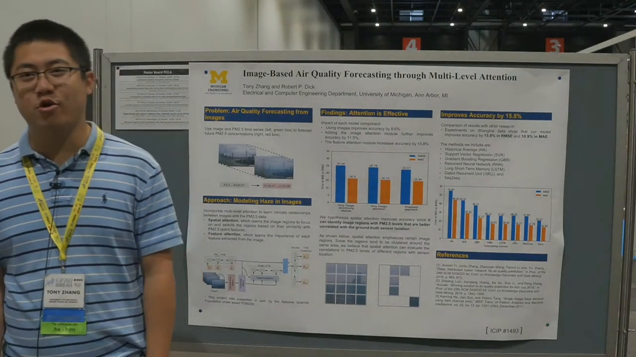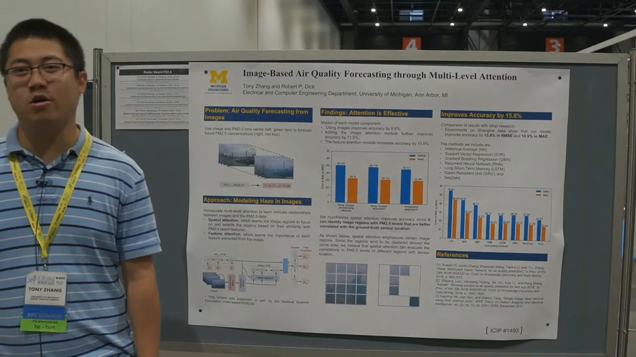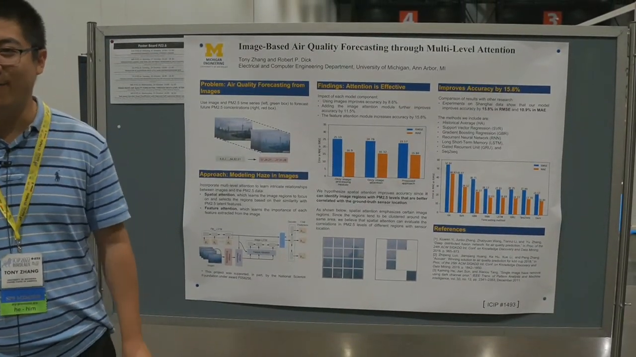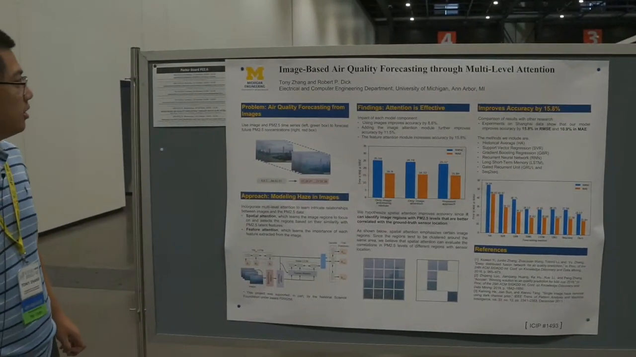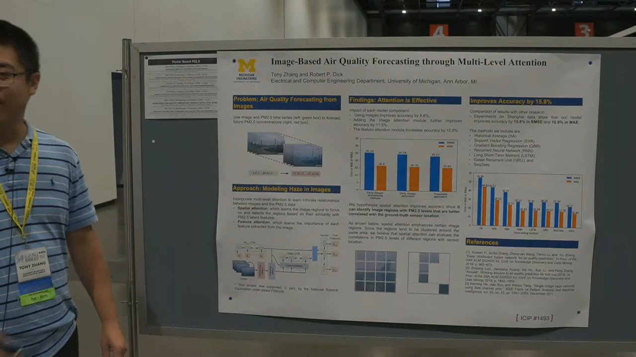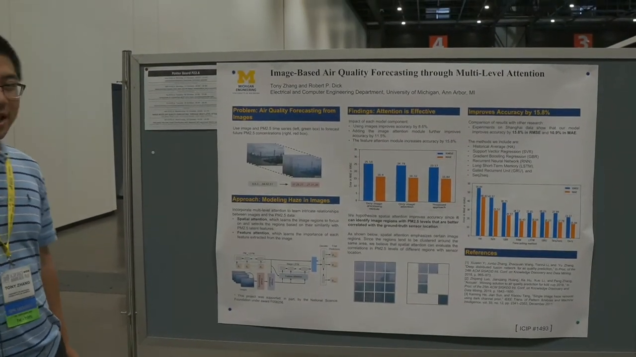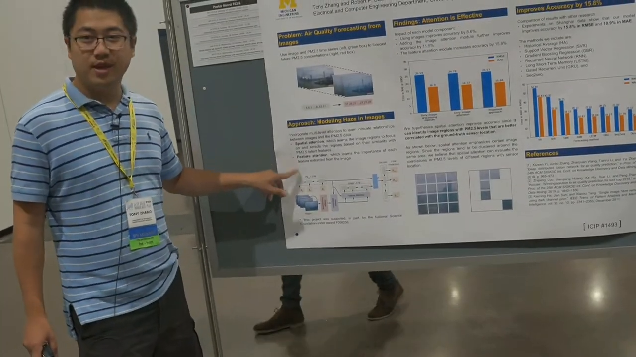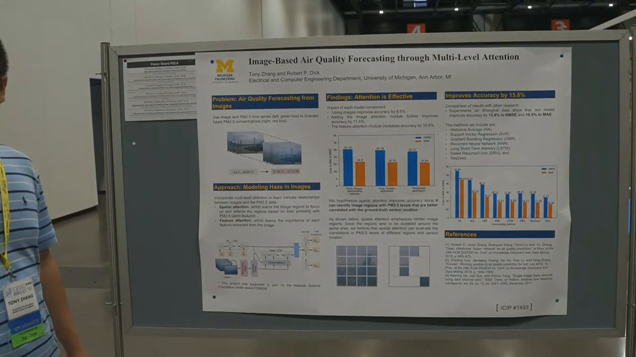My name is Tony Zhang. I'm currently a PhD candidate at the University of Michigan in the United States of America. I'm doing research in various environmental applications, specifically air quality. I currently work on image-based air quality forecasting using multi-level attention. We were able to incorporate both spatial attention and feature attention to improve accuracy in forecasting.